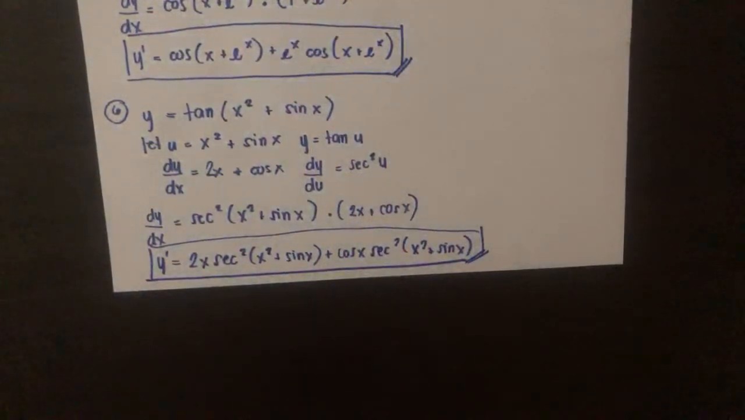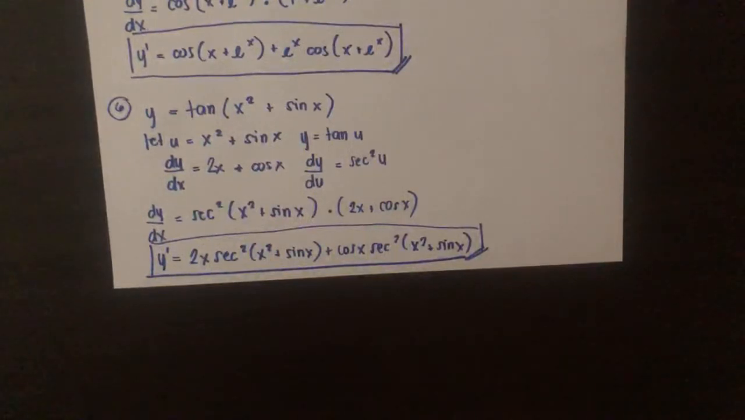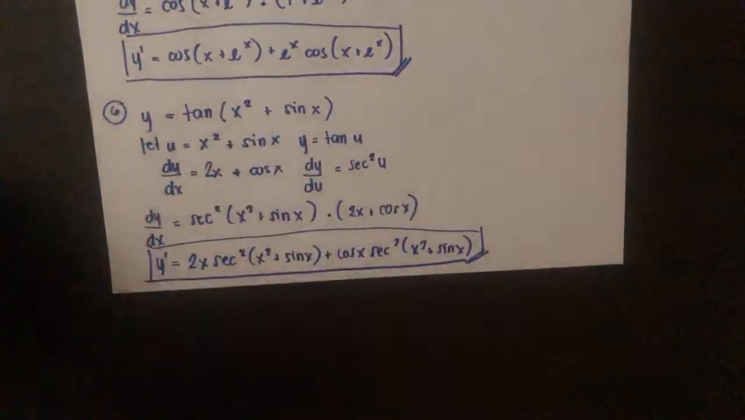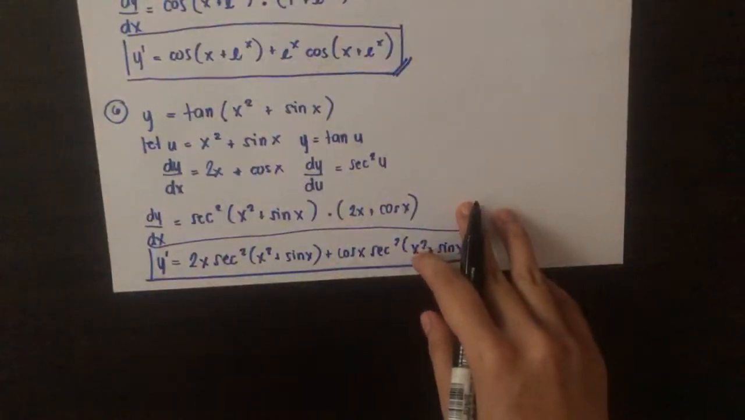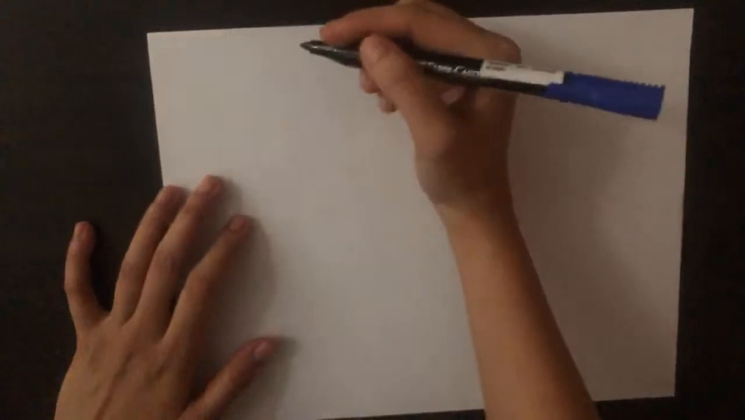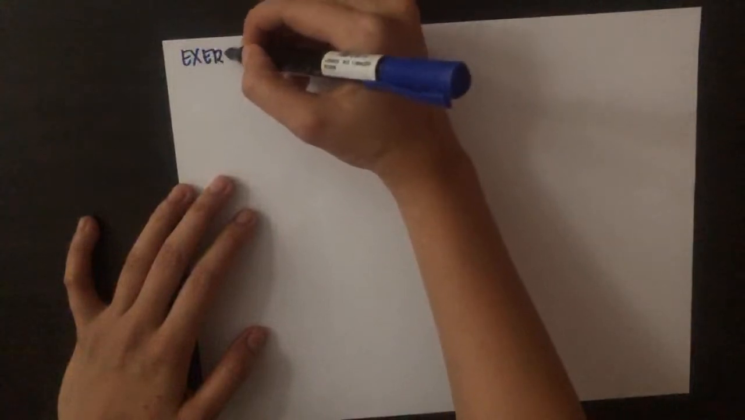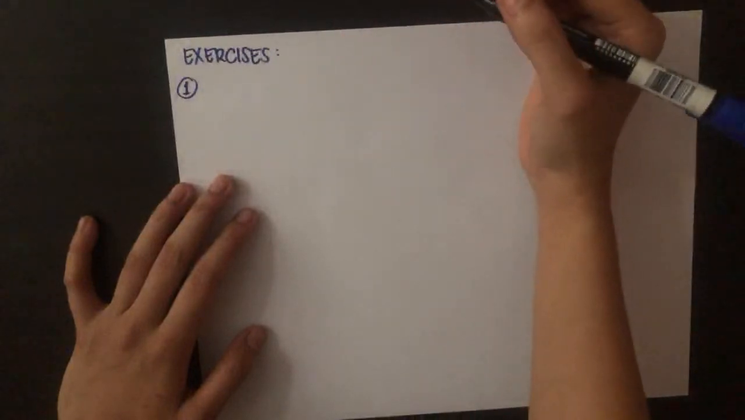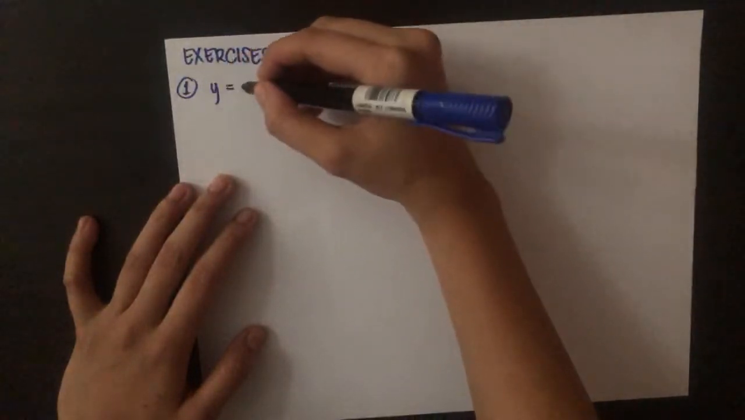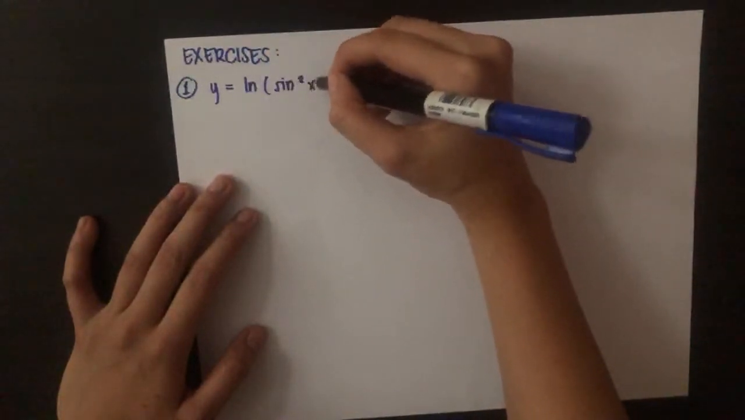Any other examples? I will give you four problems to answer. You try these. First, what if I have y is equal to ln of sine squared x?